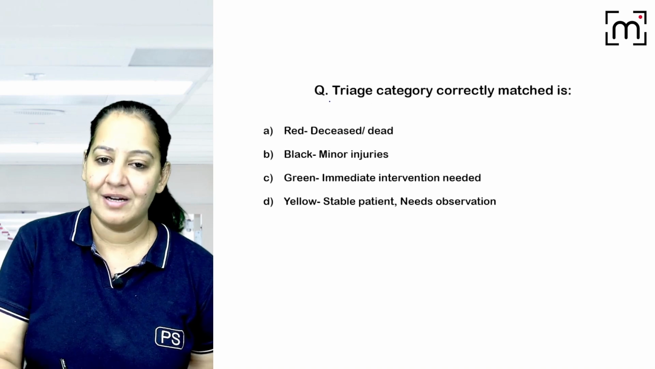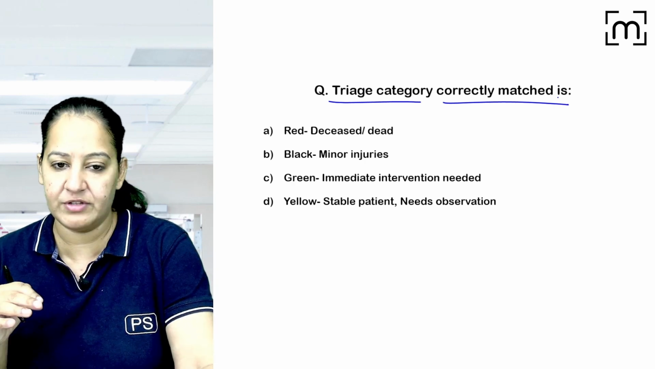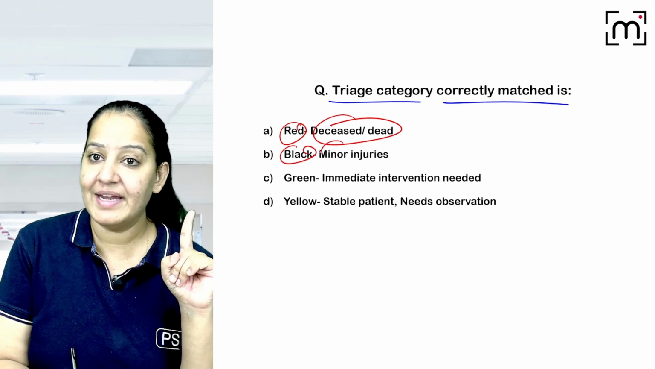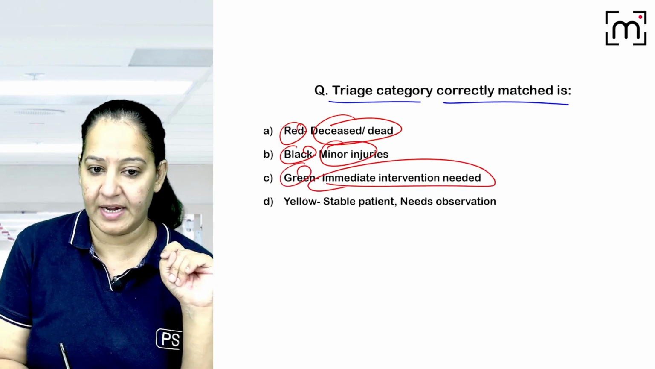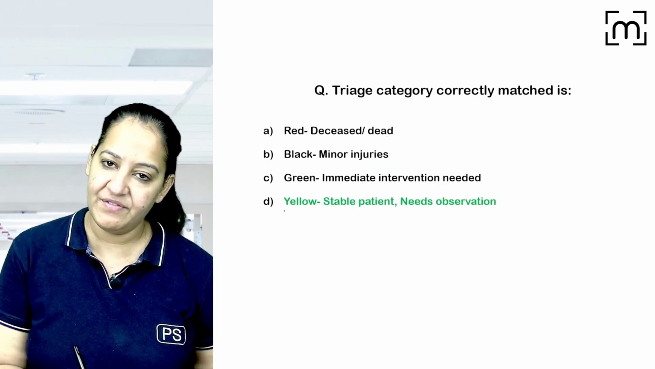So the next question is triage category correctly matched. Tell me among the following which of them is correct. Red indicates dead or diseased. Is it correct? Black indicates minor injury. Is it correct? Green indicates immediate intervention needed. Is it correct? Or yellow indicates stable patient needs observation. Is it correct? So I guess everyone can understand.